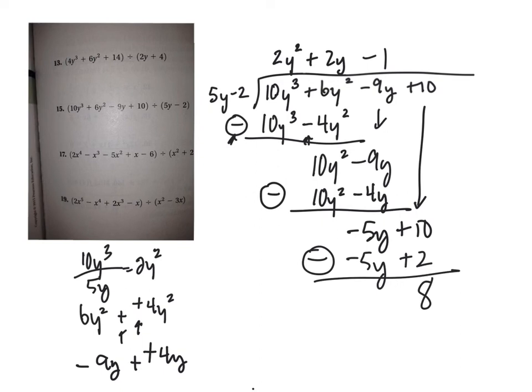So in my answer, my quotient will be this top thing, 2y squared plus 2y minus 1, and my remainder will be 8. Okay, hopefully that helps you with this question. Again, this is long division. I'm more interested in making sure that you're good with dividing synthetically.